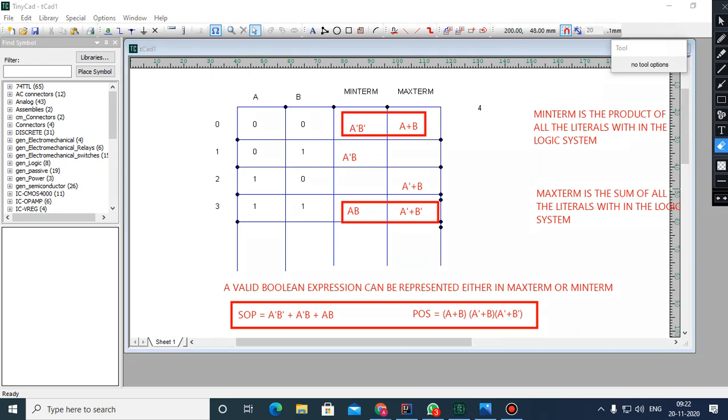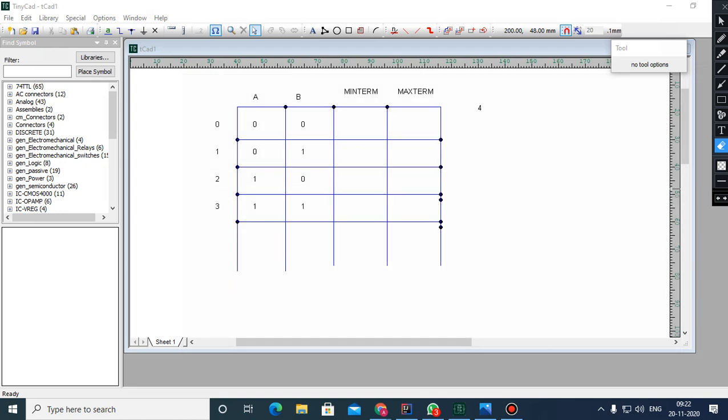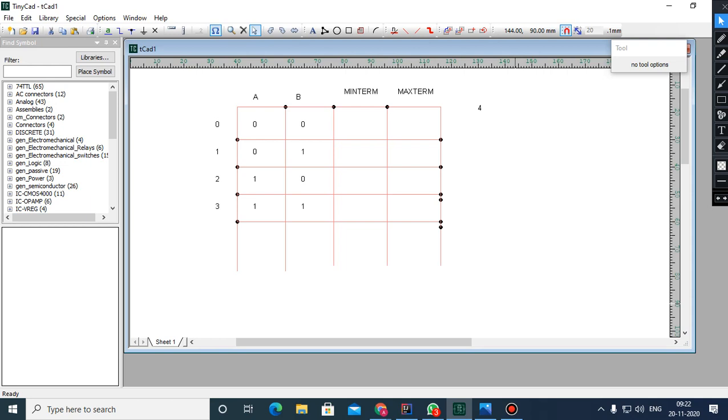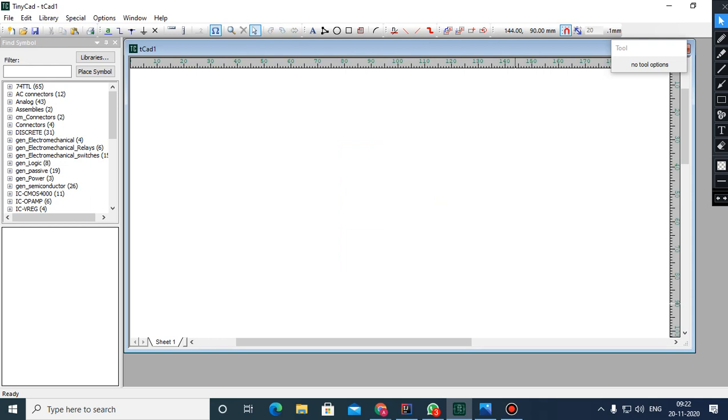So this is what SOP and POS expressions are. And there are two more types of expressions: one is canonical, which I have told you just now, and another is cardinal expression. That I will also explain, but not just now. Suppose I am writing any expression. Before that, I would like to explain what the basic gates are.